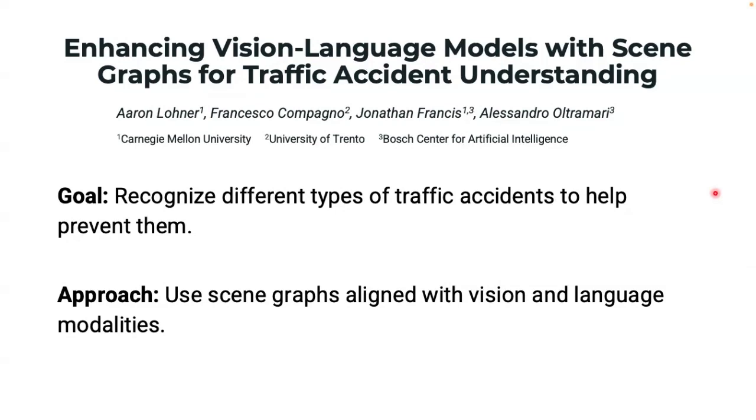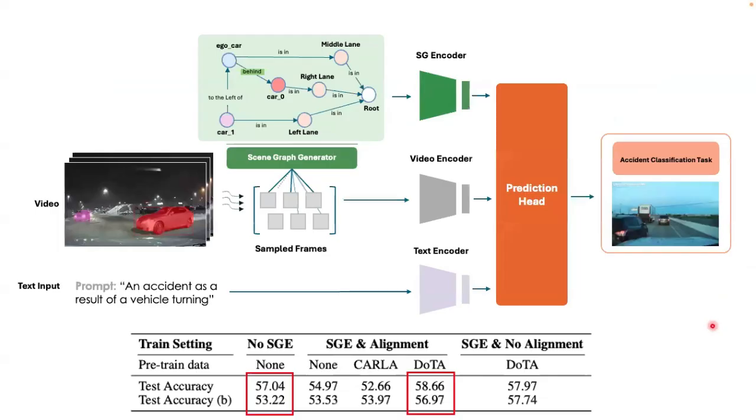My name is Aaron Lohner from Carnegie Mellon University. The goal of this work is to recognize different types of traffic accidents to help prevent them. To do this, we use scene graphs aligned with vision and language modalities.